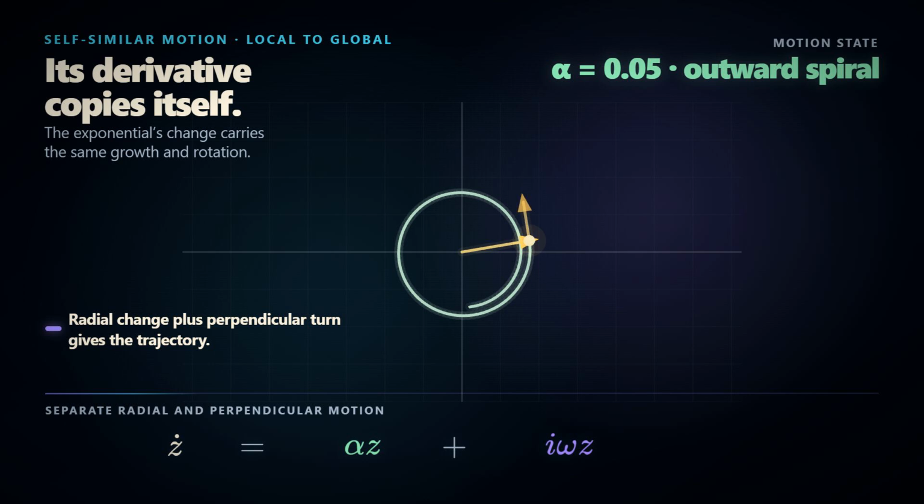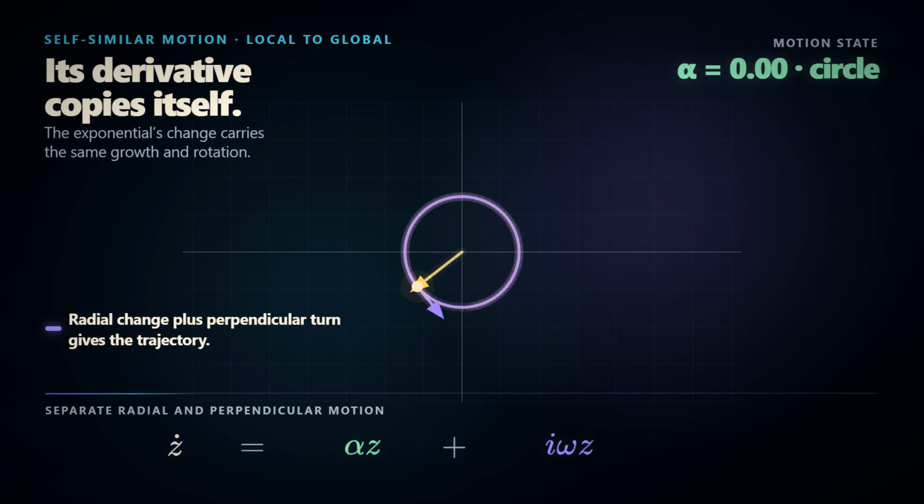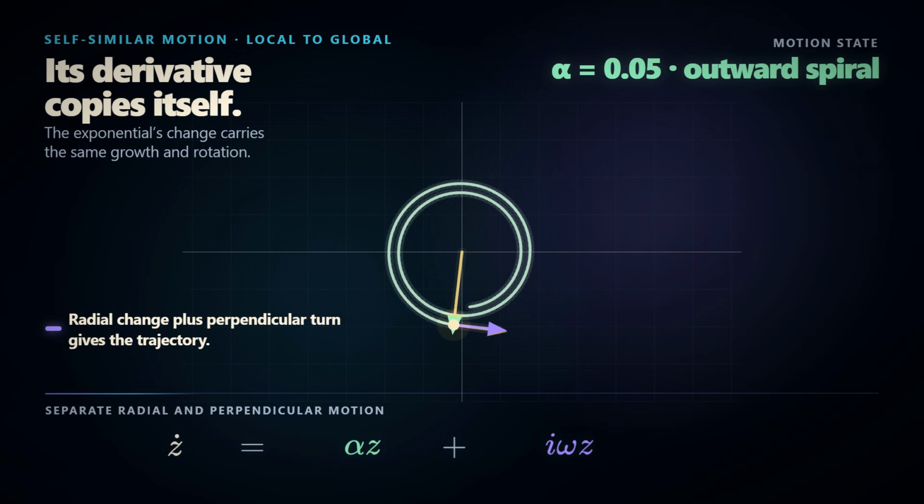Separate the velocity into two arrows. The alpha z component points along z, outward for positive alpha and inward for negative alpha. The i omega z component is perpendicular, producing rotation. Add them and the tip follows their combined direction. Turn alpha below 0, the orbit spirals inward. Set alpha to 0, only rotation remains, tracing a circle. Turn alpha above 0, the orbit spirals outward. One dial changes decay into rotation and then growth without changing the rule.